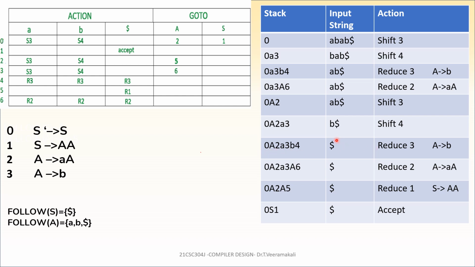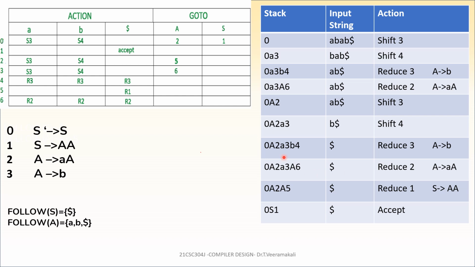In the input string only the dollar symbol remains. So compare this 4 and dollar. 4 and the dollar, what do you have? R3. It means reduce 3. What is the third rule? A tends to B. Since it has only one element, the top two of the stack will be replaced. B4 will be replaced with A. After A, what element do we need? Check with the previous element of A. What is that? 3. 3 and A means 6.